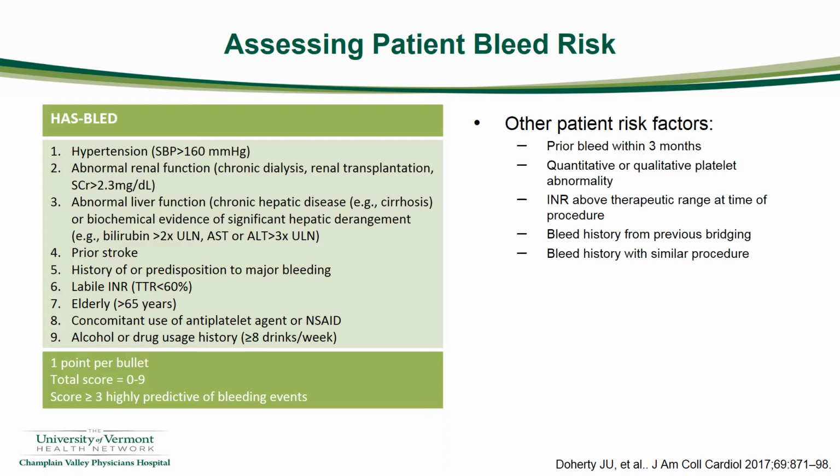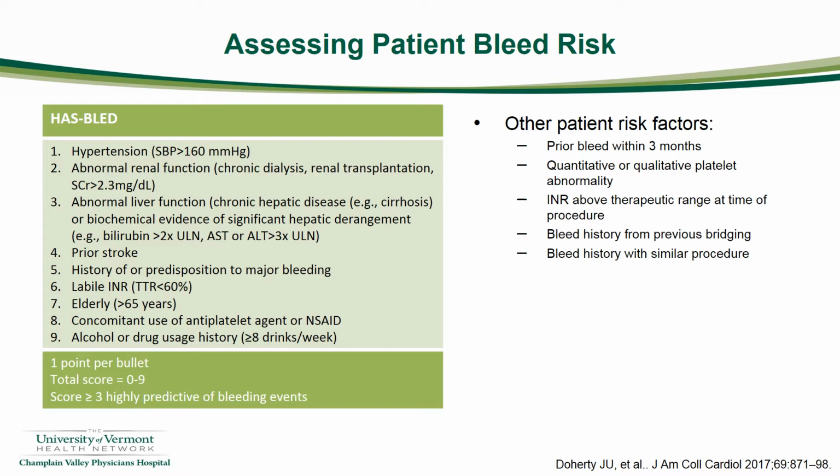As we can see here outlined on the left, the HAS-BLED tool consists of 9 different components. Each component earns the patient 1 point, and there's a total score of 9 that a patient can achieve. So a score of 3 or greater is highly predictive of bleeding events using the HAS-BLED score.